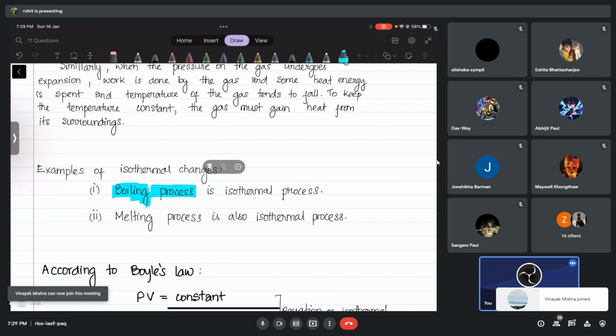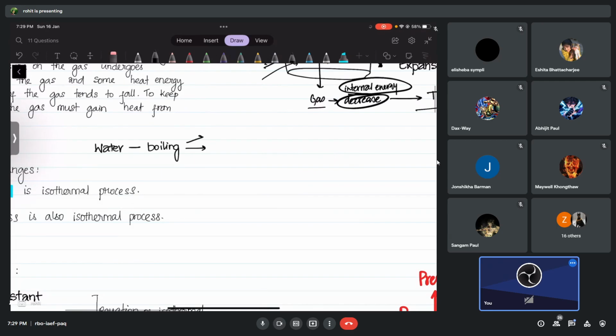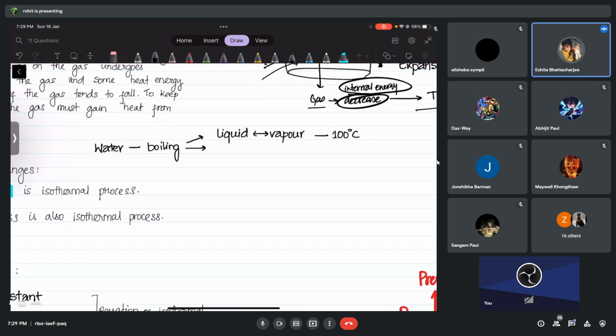What happens in boiling process, guys? What is water and boiling? The temperature remains constant. But boiling means what? Liquid is going to become gas, vapor, and this happens at exactly what temperature? Normally it happens at 100 degrees Celsius.